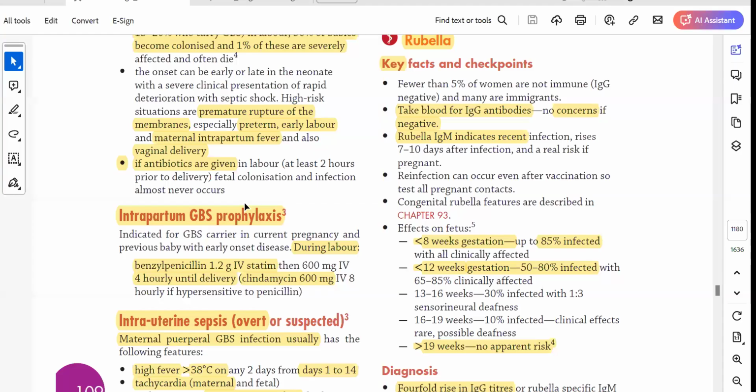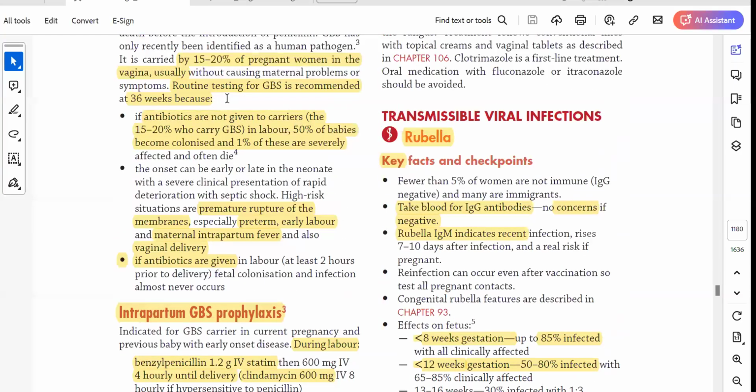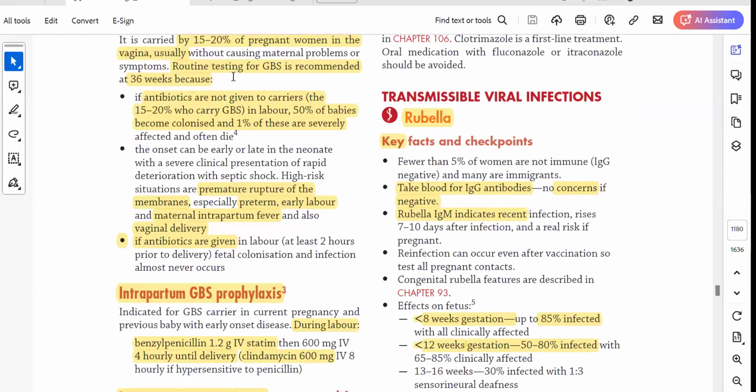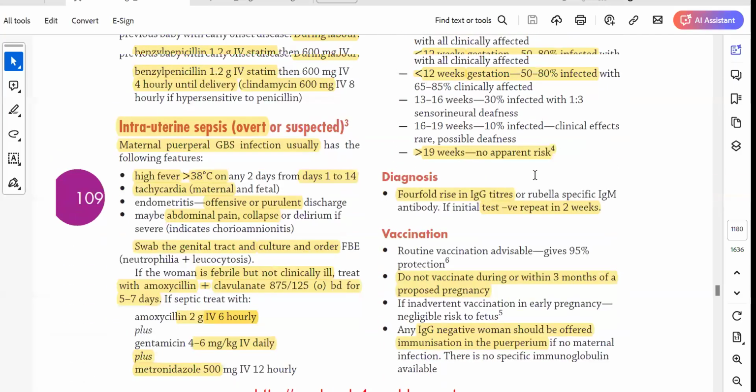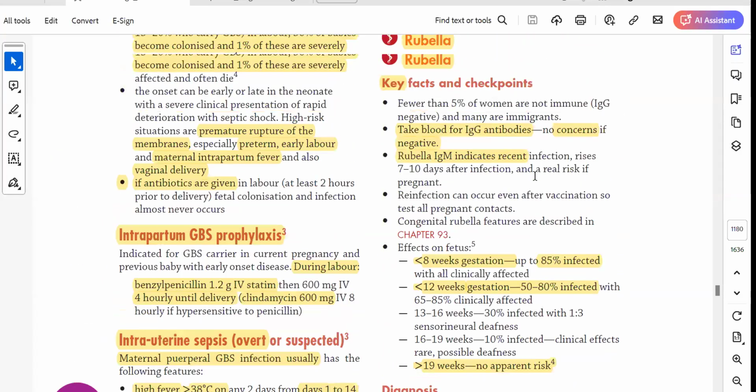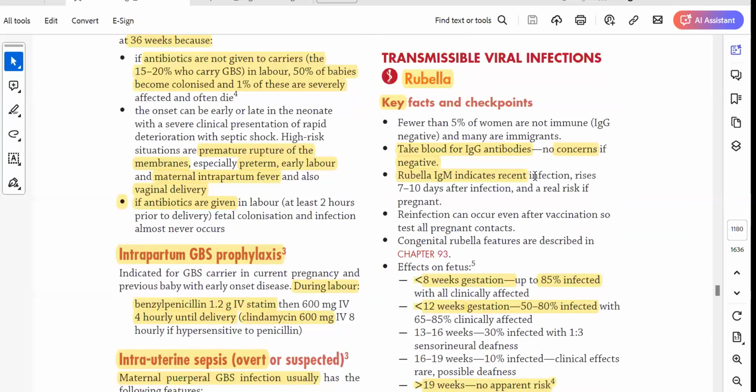How to find out a GBS carrier? As I say, every pregnant patient will be routinely tested for GBS at 36 weeks. So it's just a vaginal swab test. So if you take a swab from the vagina and send it to the lab, if the patient is a GBS carrier, they will say that. So that's all about your intrapartum GBS prophylaxis and everything.